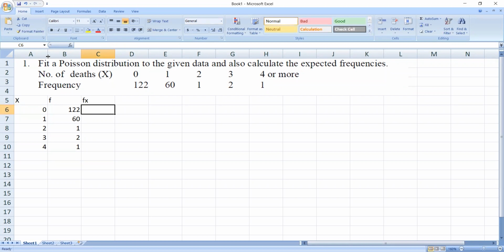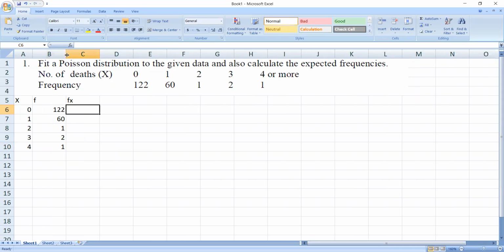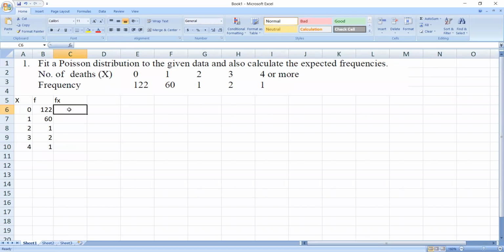Okay, so we have x values given, f values given. So we'll compute f into x. Compute the total, which is 186 and 72. Fair enough. Compute sample mean. X bar is equal to sigma f x by sigma f. Use the formula.